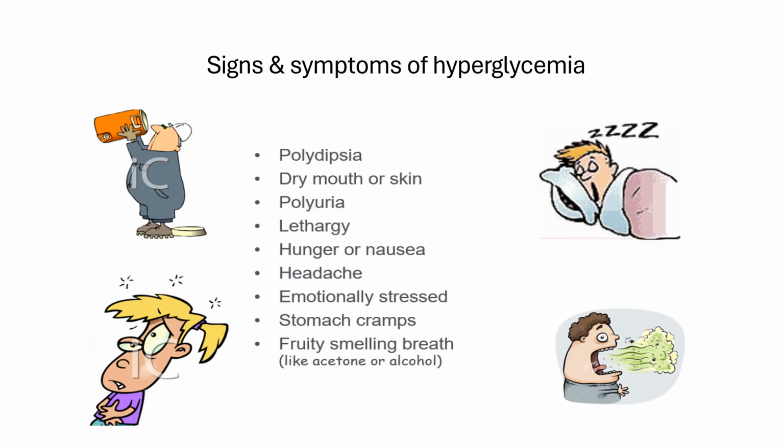They're lethargic because the glucose is sitting in the bloodstream and it's not in the cells where it needs to be in order to feed that cell. They're hungry or nauseated. They have a headache, and that's all that fluid shifting and electrolyte imbalance going on. They can be emotionally stressed because of that extra fluid in there, and as you know, if someone gets into alcohol, they get dehydrated, and headaches are affiliated a lot with dehydration. They can have stomach cramps because of the electrolyte imbalance, and they can have a fruity smelling breath like acetone or alcohol because it's the body's way of trying to get rid of these toxins or these ketones.